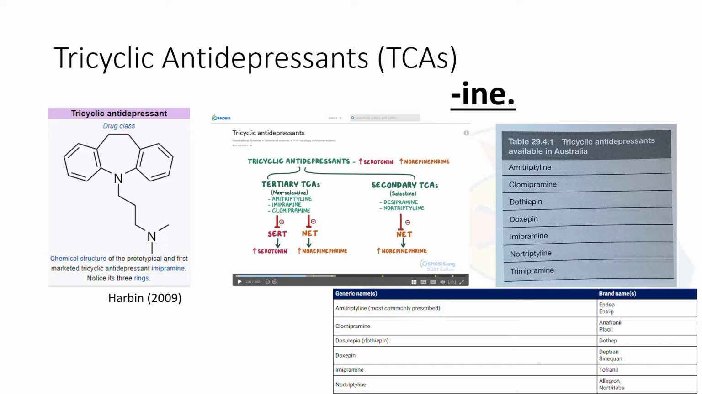The examples seen on the bottom of the screen are from AV guidelines with the generic name and the brand name. In the middle of the screen, we see that TCAs can be split into tertiary and secondary TCAs. That shows what neurotransmitters they affect, being serotonin and/or noradrenaline.